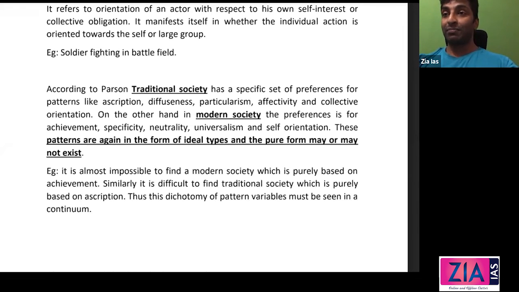Okay, so on the other hand, in modern society, the preferences are like this. These patterns are again in the form of ideal types, and the pure form may or may not exist. For example, it is almost impossible to find a modern society which is purely based on achievement, and it is difficult to find a traditional society which is purely based on ascription, right? Thus, this dichotomy of pattern variables must be seen in a continuum.